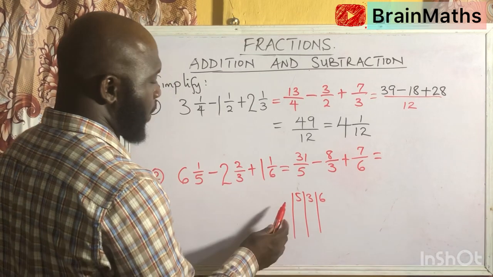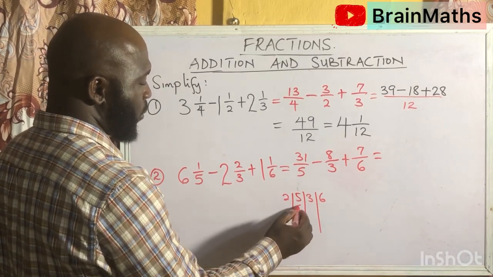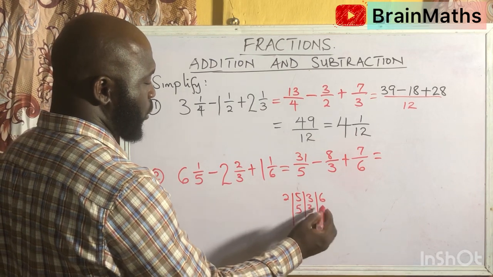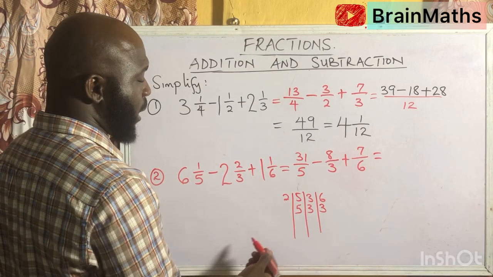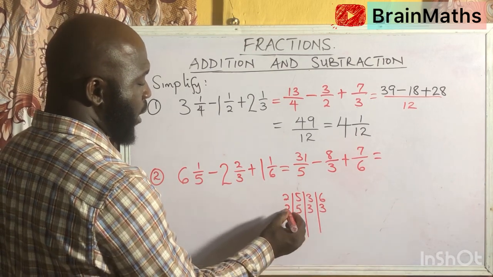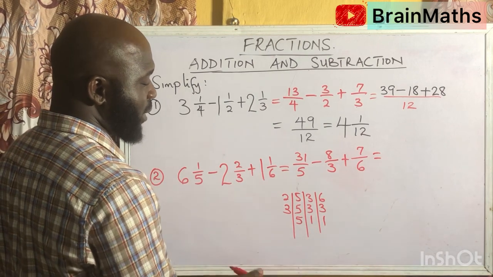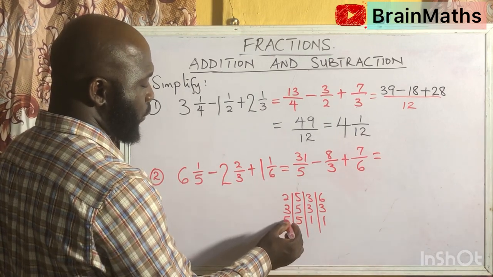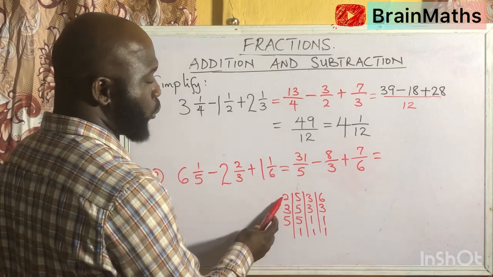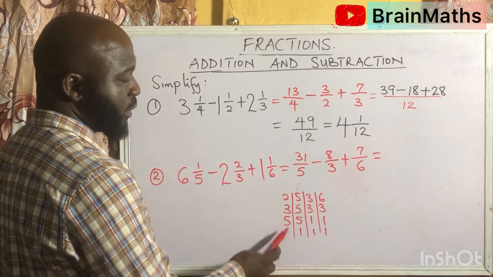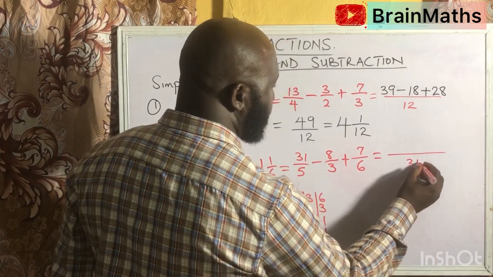The LCM is gotten this way. We start by using 2. 2 cannot divide this 2, but it will divide 6. So we get 3 from that. So we can use 3 now. 3 cannot divide 5, but can divide these 3s. Then we use 5 now. 5 will give us 1 for 5. So 2 times 3 is 6, and 6 times 5 will give us 30. So their LCM is 30.